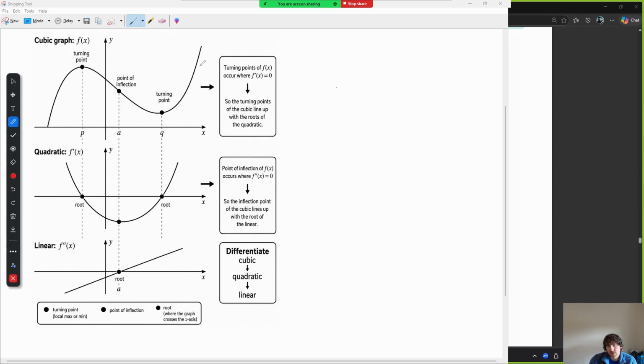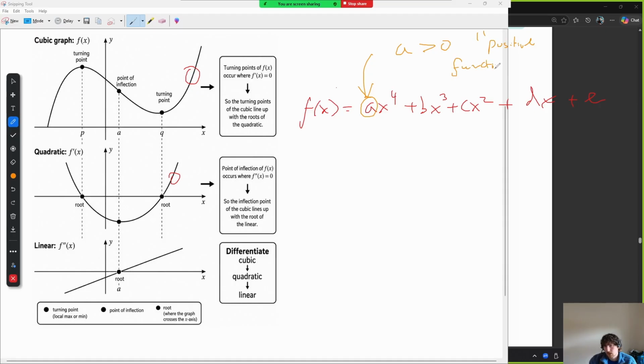Another really important rule of thumb is this business of being up on the right, okay? Any function, let me write any general, I'll write an x to the 4 here for the sake of it, right? ax to the 4 plus bx cubed plus cx squared plus dx plus e. That's any general x to the 4. This a here controls something very important to do with the function. If a is greater than 0, in other words positive, the function is up on the right. Up on the right.